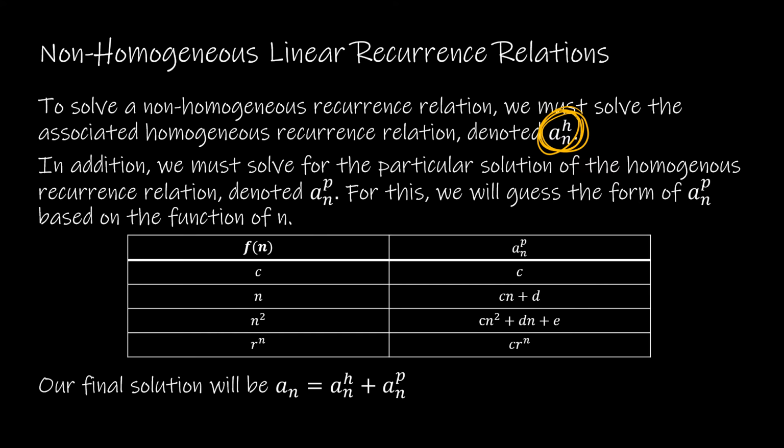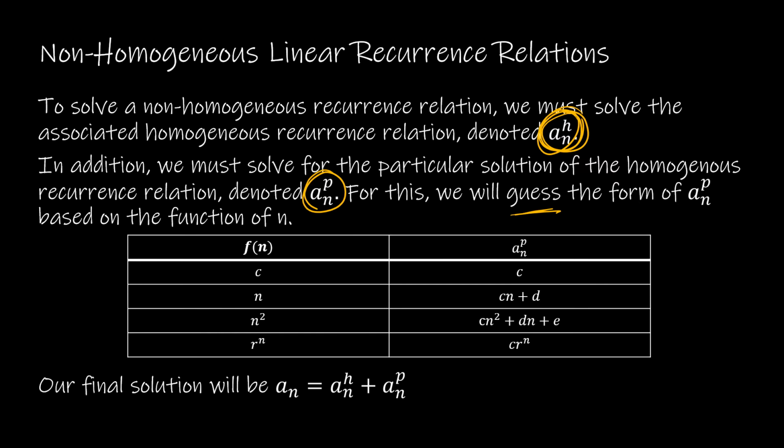In addition, we have to solve for the particular solution, and the particular solution is going to go back to those initial values that are given to us. We're going to denote that a_n^(P), and for that step, this is going to be our new step, what we don't know how to do yet. We're going to basically have to guess the form of a_n^(P), and so I've made this table for you.